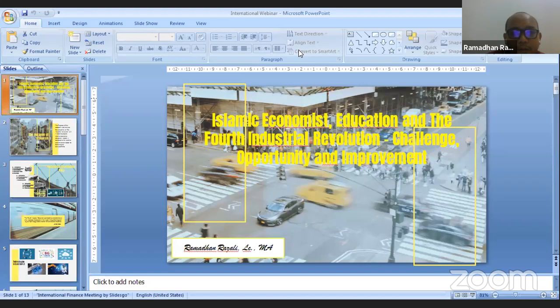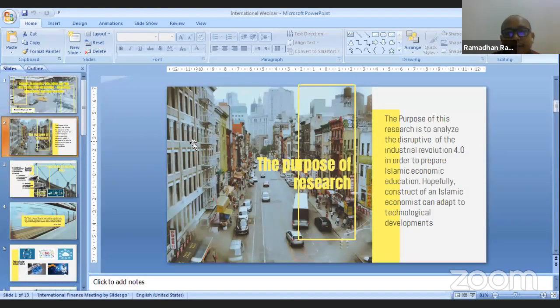Bapak dan Ibu, today I will discuss the Islamic economies, education, and the fourth industrial revolution, and what challenges and opportunities Islamic economies will face, and what improvements Islamic economies must make. So the purpose of this research is to analyze the disruption of the industrial revolution 4.0 in order to prepare Islamic economic education, hopefully so that Islamic economies can adapt to technological development.